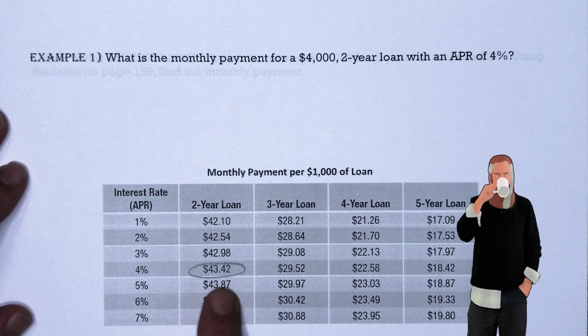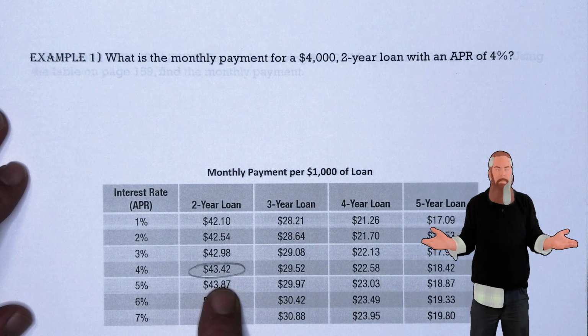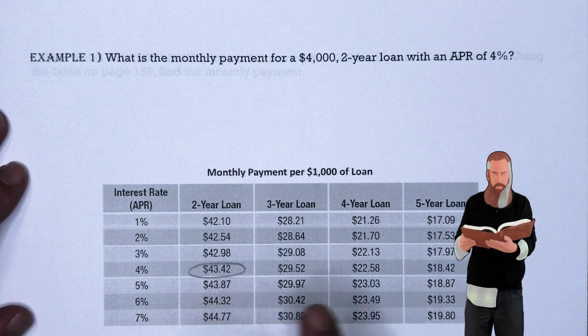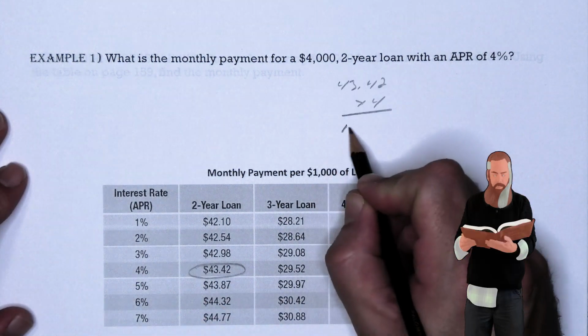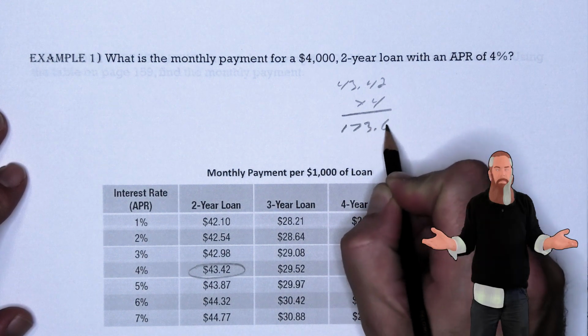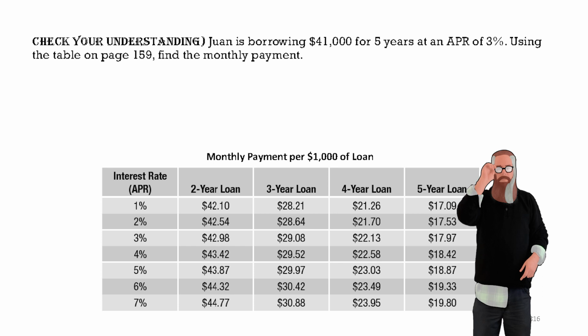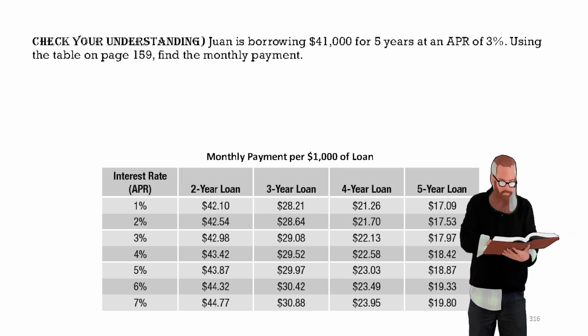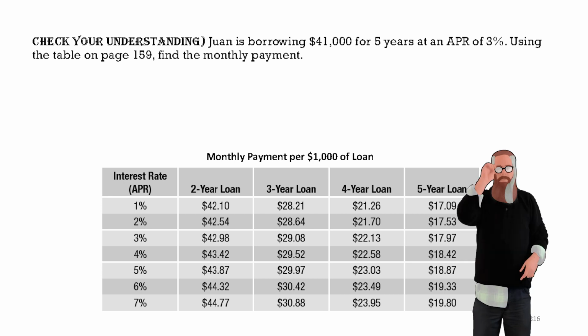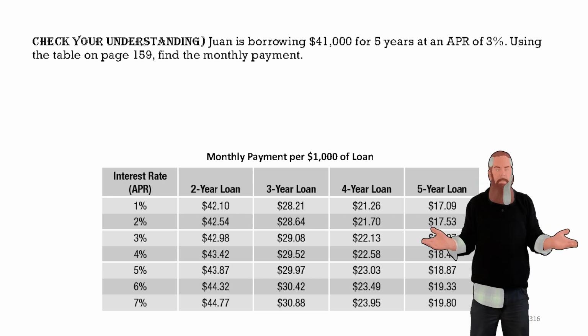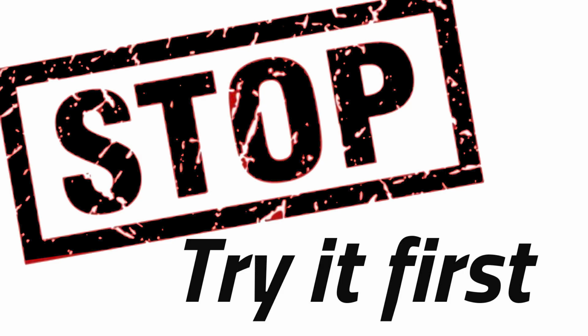You are borrowing 4 sets of $1,000, so the table amount must be multiplied by 4. This is going to give us $173.68 as your monthly payment. Now, let's check your understanding. Juan is borrowing $41,000 for 5 years at an APR of 3%. Using the table, find the monthly payment.